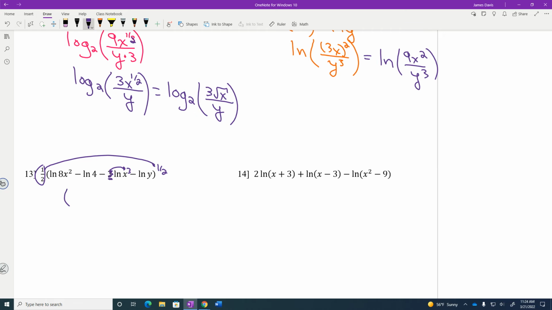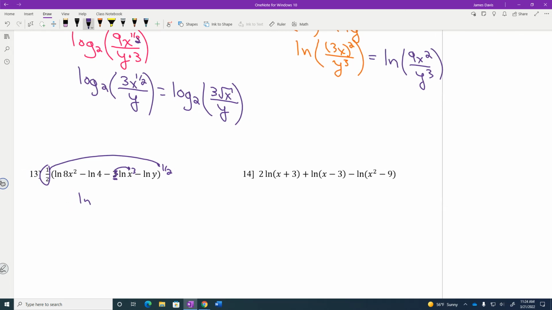All right, so then we get the natural log of anything with a positive goes in the top. So 8x squared on the top, because it's positive. On the bottom, we got a 4. Here we got an x cubed. And this is also on the bottom, so it's y. And this will all be to the 1/2 power.